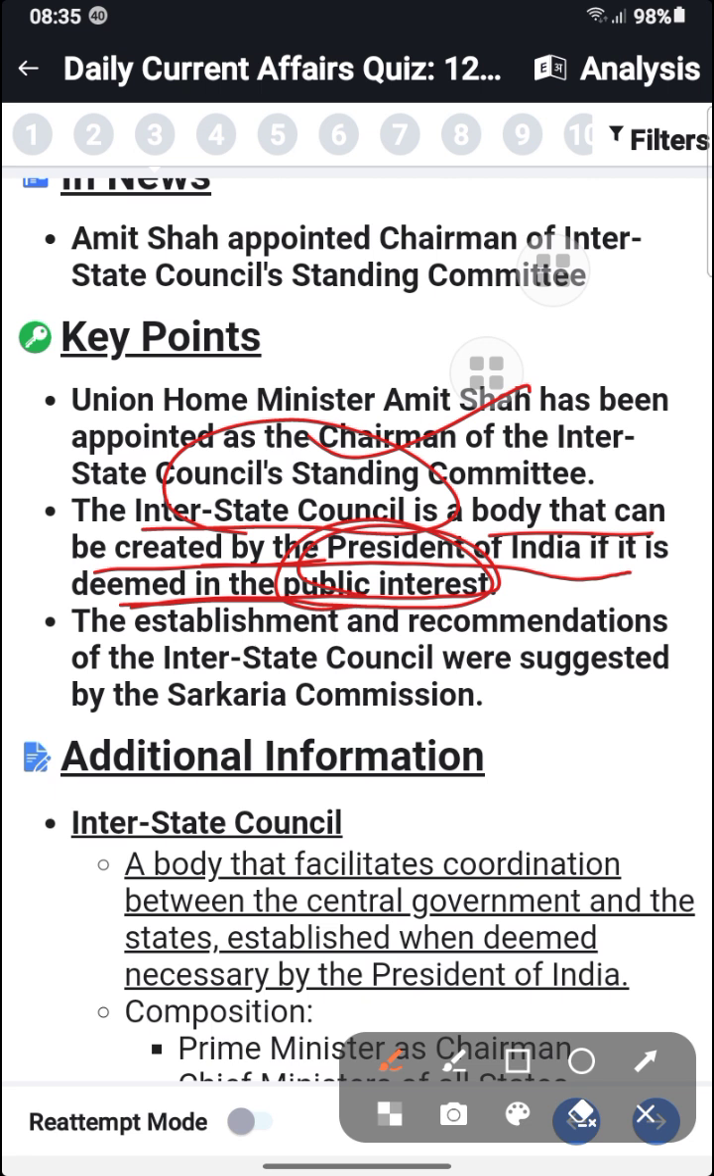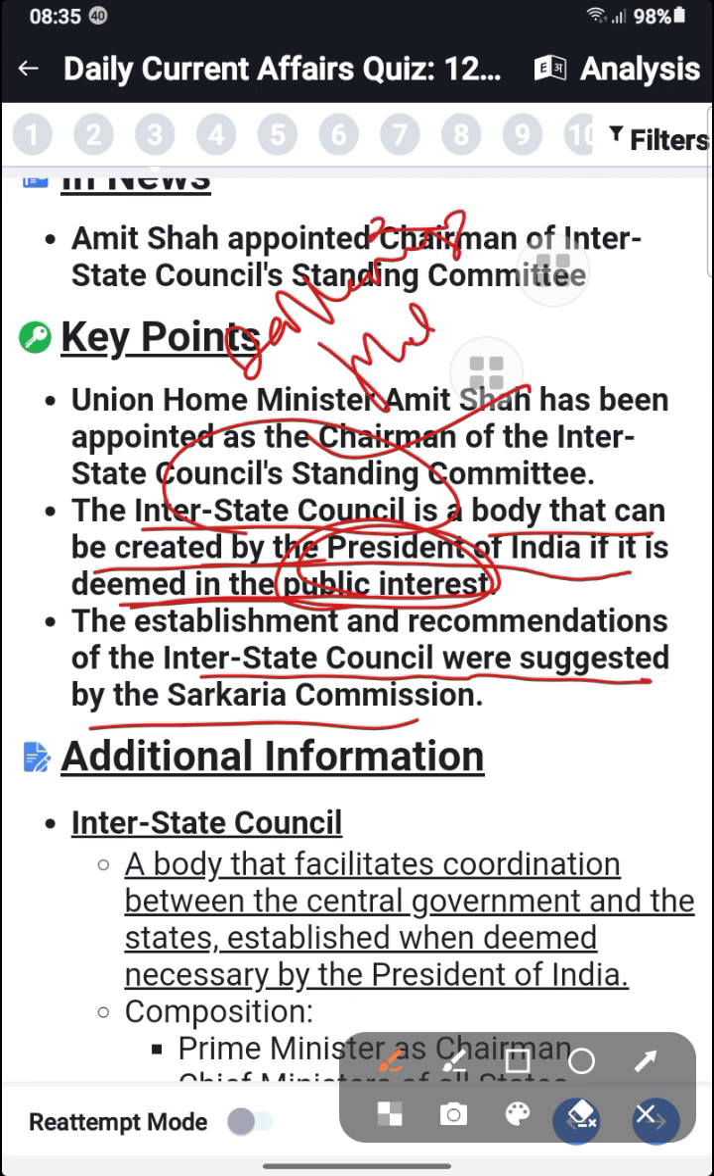The establishment of the Inter-State Council was recommended by the Sarkaria Commission. It is created by the President after the recommendation of the ministries and in the public interest.